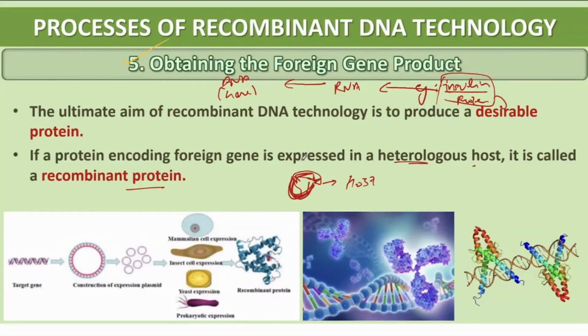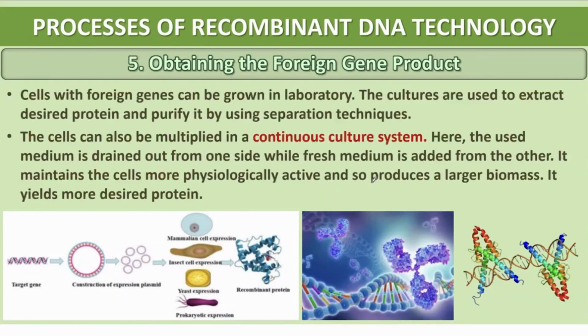So what is recombinant DNA? Simply, recombinant DNA is a plasmid or vector molecule containing a gene of interest, which is not naturally occurring. Similarly, a recombinant protein is a protein that is encoded in a heterologous host. Heterologous host means that the protein is not natively expressed in that particular host, and therefore it is a recombinant protein. Now, cells with foreign genes can be grown in the laboratory. The cultures are used to extract the desired protein and purify it using a separation technique.